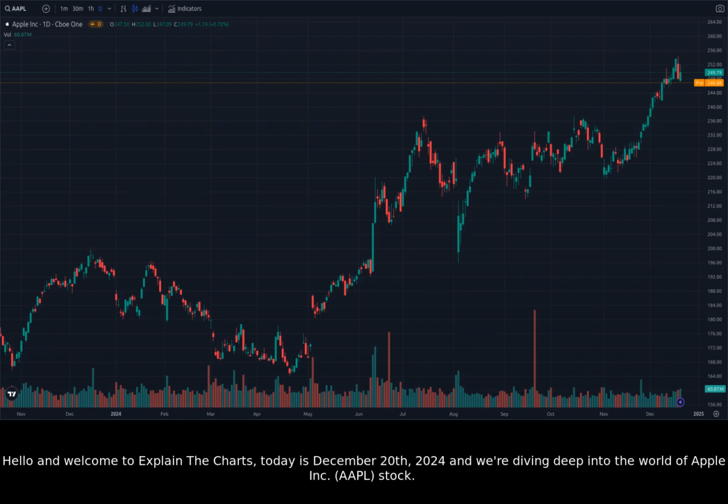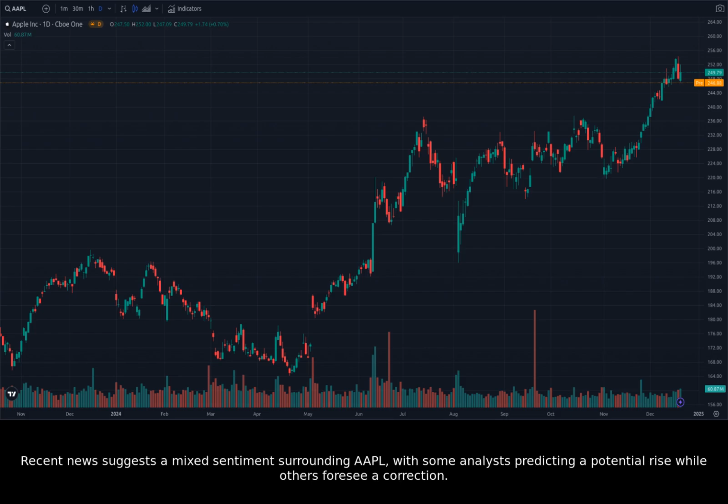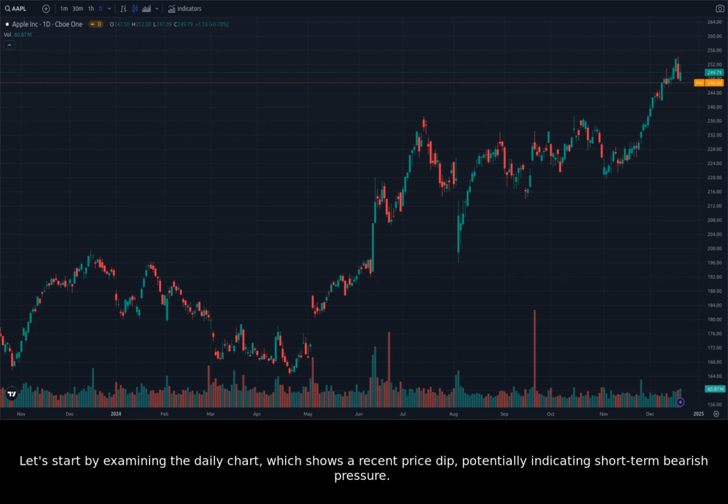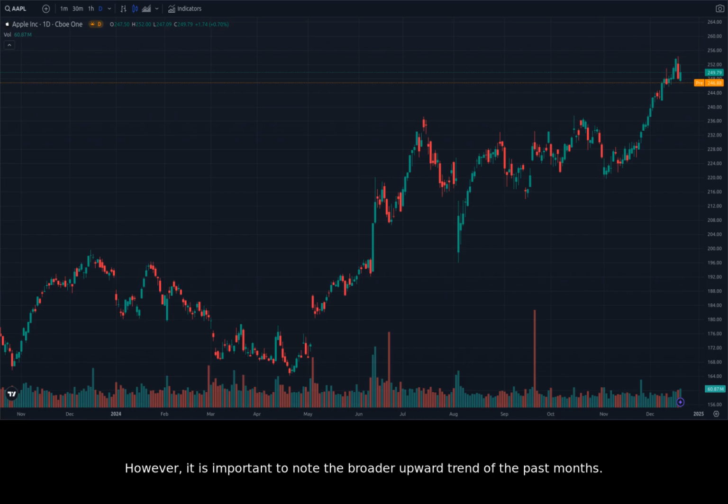Today is December 20th, 2024, and we're diving deep into the world of Apple Incorporated, APL, stock. Recent news suggests a mixed sentiment surrounding Apple, with some analysts predicting a potential rise while others foresee a correction. Let's start by examining the daily chart, which shows a recent price dip, potentially indicating short-term bearish pressure. However, it is important to note the broader upward trend of the past months.